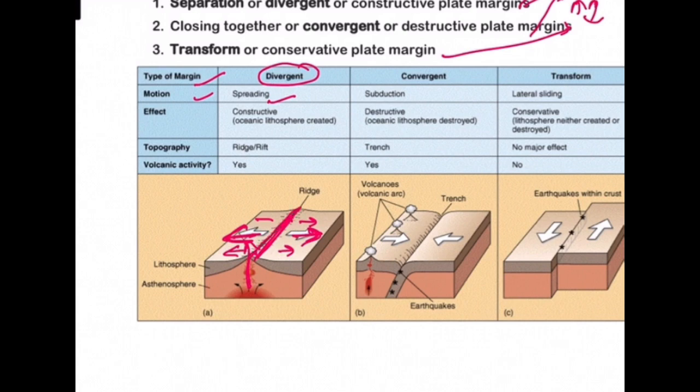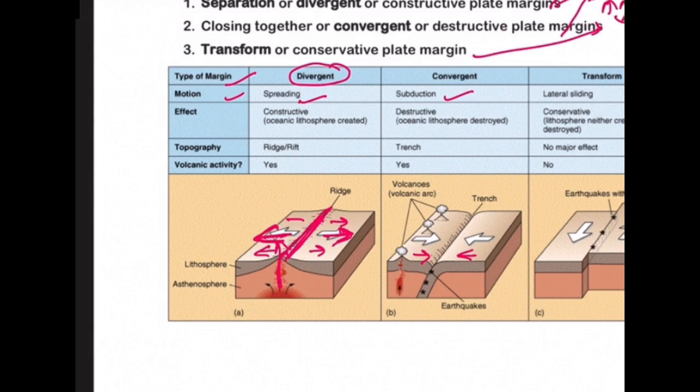Now, when the plates are converging towards each other, it forms a trench. The plates are subducting towards each other. In a convergent plate boundary, subduction occurs, and in transform, lateral sliding. In a transform plate boundary, the motion is lateral sliding. This plate moves in this direction and the other, relative to it, moves in the opposite direction.